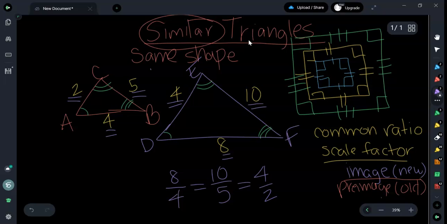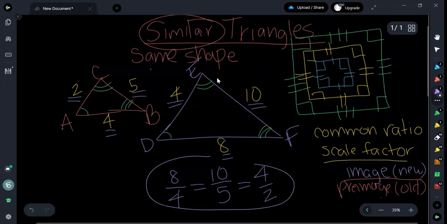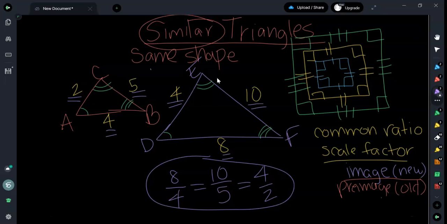So, if all of these ratios right here, all three of these ratios, are equal, that means that there exists a common ratio which is called a scale factor at times, depending on how you write the common ratio. Ratio is kind of a word that can be confusing at times because a ratio is basically a comparison between two numbers, like any fraction that you have is a ratio. But ratios can also be written like this.